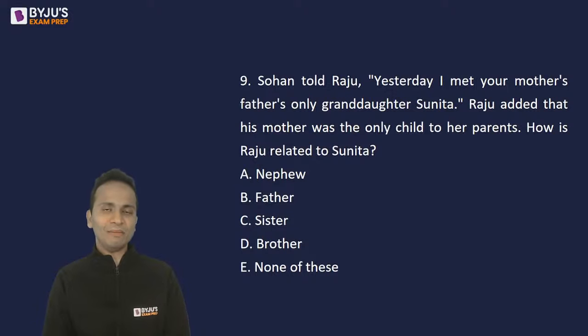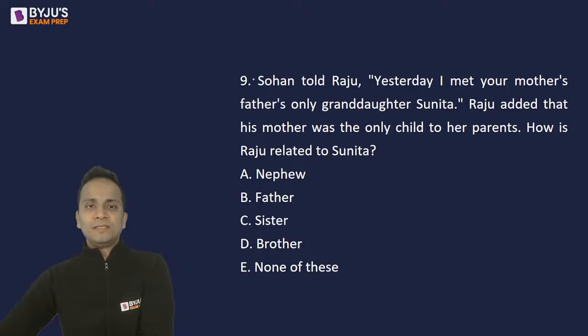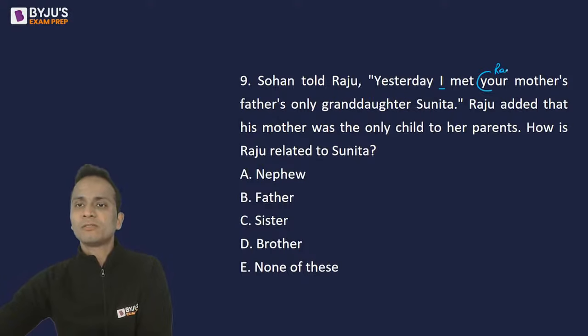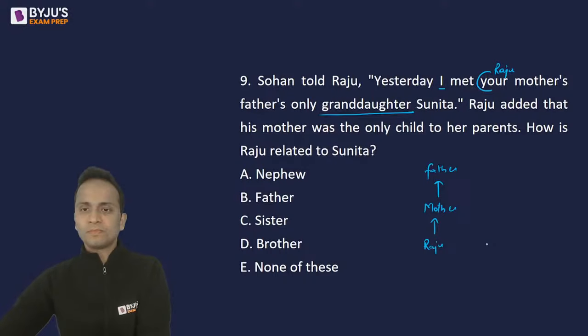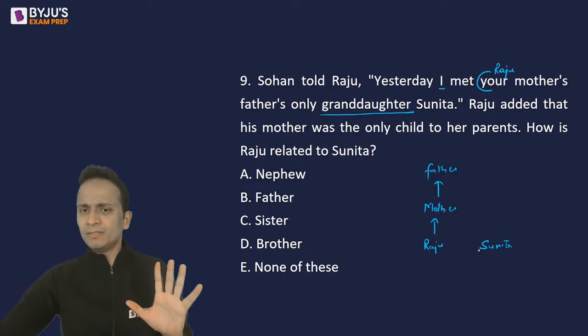Now, be careful while drawing a family tree. Sohan told Raju that I met your, so here your means Raju's mother. So, Raju's mother's father's father. So, Sunita will be in the third generation again. So, Sunita and Raju will be in the same generation. Itna clear hai? ठीक है?